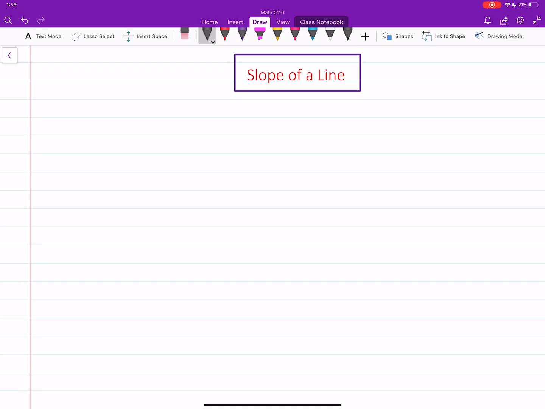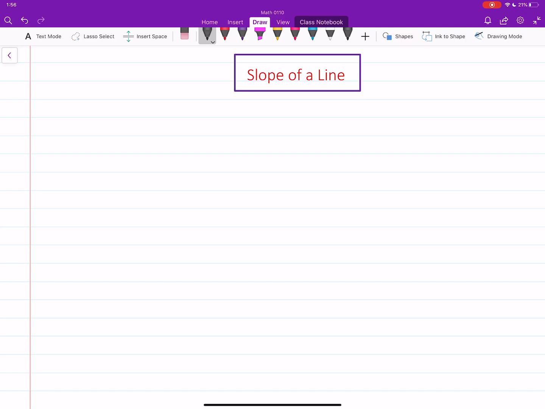Hi, in this video we will learn about the slope of a line in the plane. This is a number you assign to any line, which basically tells you how far the y coordinate changes when we change the x coordinate by a unit. We will learn that and see how we can find that number for given lines.